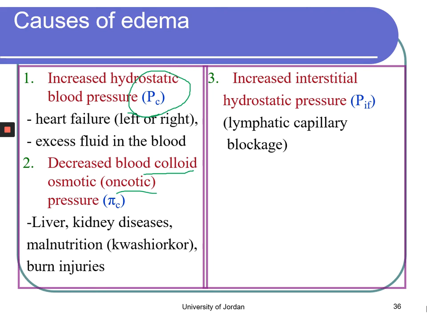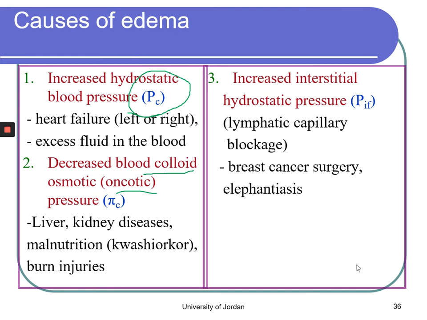Lymphatic block might be, say, in breast cancer. In breast cancer, they remove the axillary lymph nodes with the breast. So this is the drainage. This will cause some kind of block to the lymphatic drainage, and this will cause edema. Also elephantiasis, which is due to a mosquito. This might cause edema.